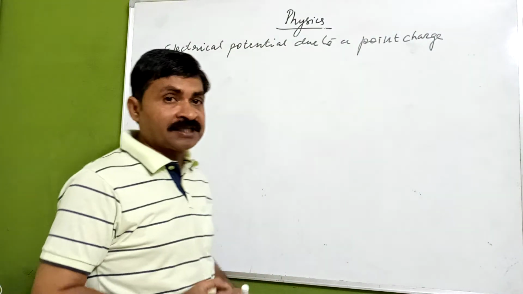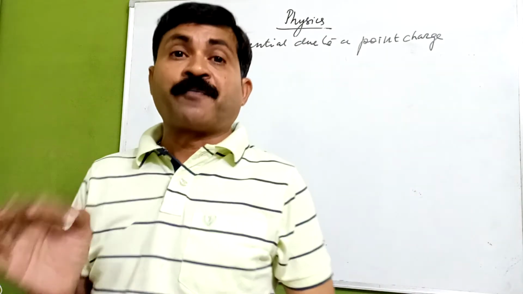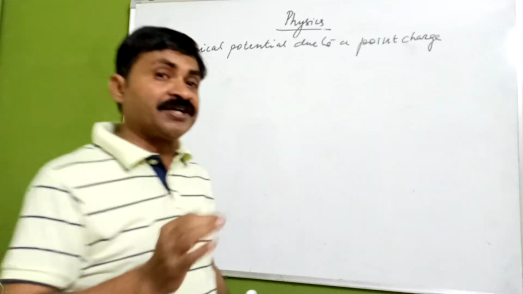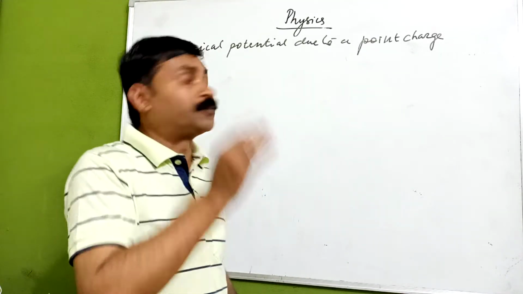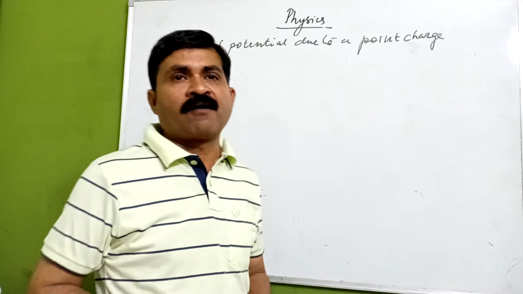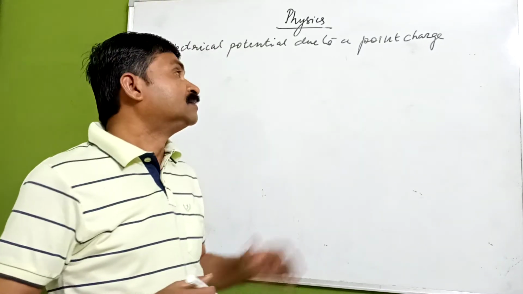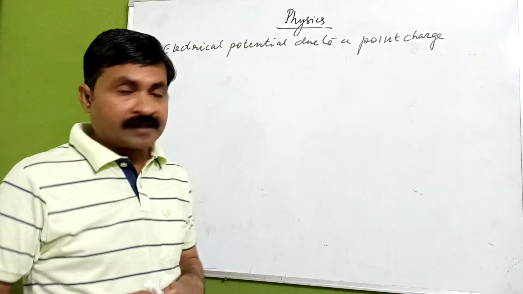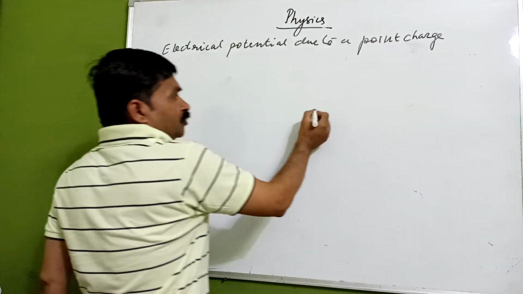The electric potential is the work done in bringing a unit positive charge from infinity to any point in an electric field, known as electric potential at that point. And we have also gone through the SI unit of electric potential, that is volt. Okay. Now here we are assuming electric potential due to a point charge.